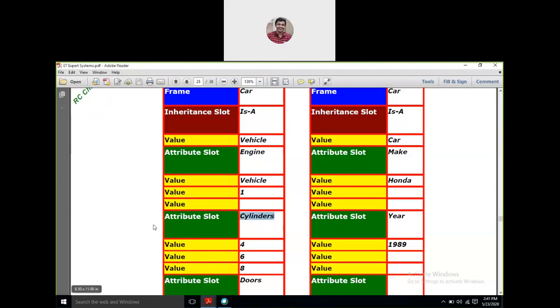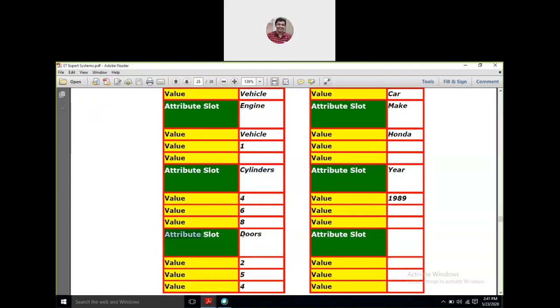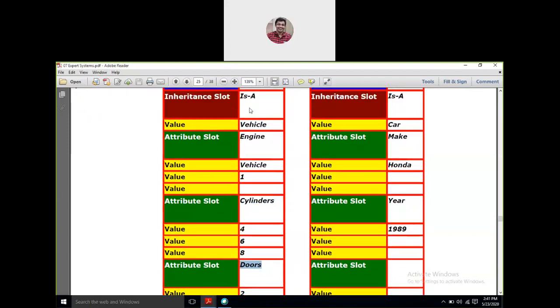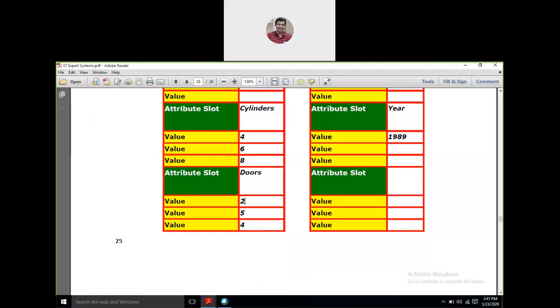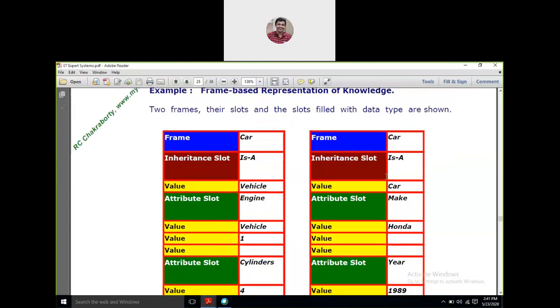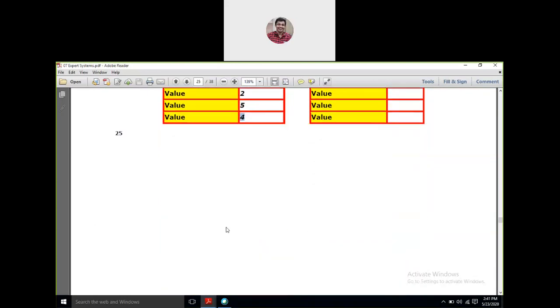So it has got various values depending on the vehicle's cylinder numbers. That means it may be a 4-cylinder based car, or it may be a 6-cylinder or 8-cylinder based car, right? Another one is the attribute slot of doors. How many doors that particular car, that means our frame, does have. So it can be a 2-door car, it can be a 5-door or a 4-door car, right? Likewise, we do have for another one.